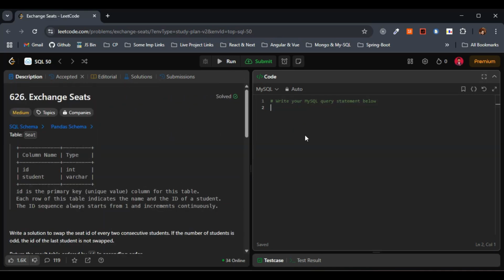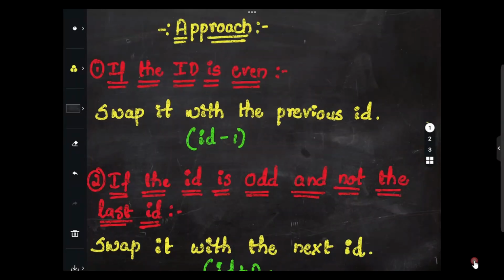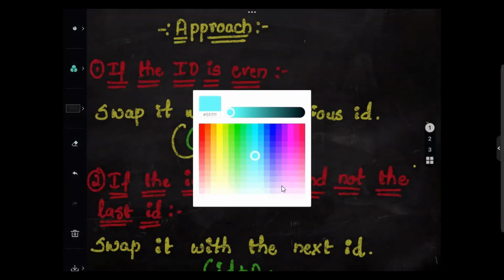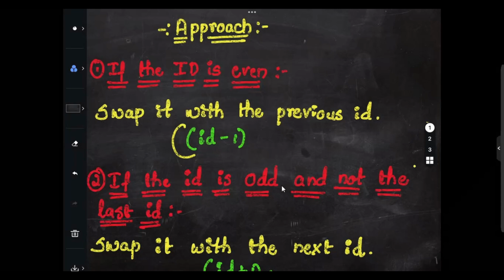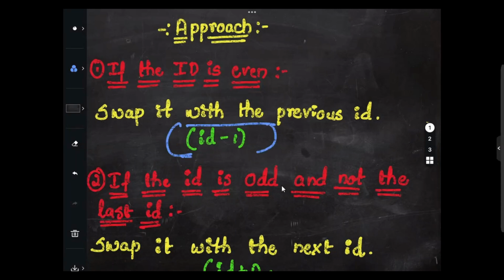Now let's discuss the approach and then write the query. In the first step, if the ID is even, then we have to swap it with the previous ID. So ID minus 1, swap it with the previous ID. That's what we discussed in example one, and we will do the same thing.